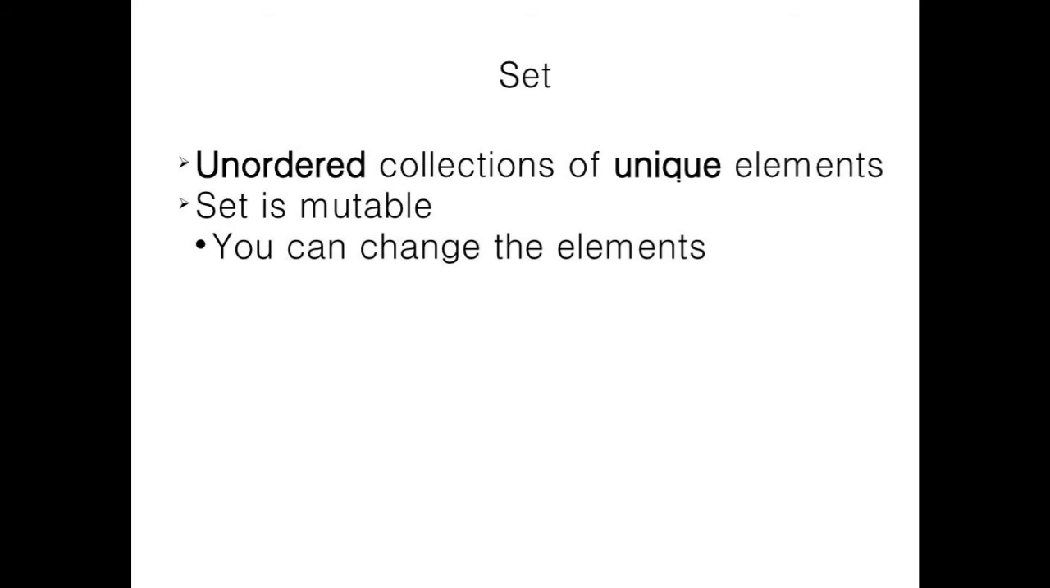Python set is an unordered collection of unique elements. And also set is mutable. That means you can change the element in the set. So there are three different properties for a set. 1. It is unordered. 2. The elements of sets are unique. And 3. Set is mutable.